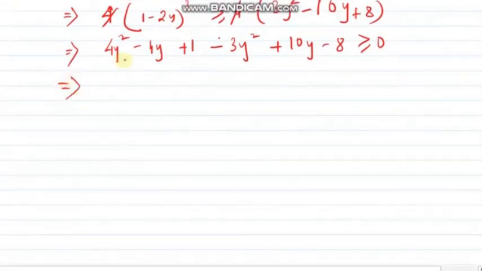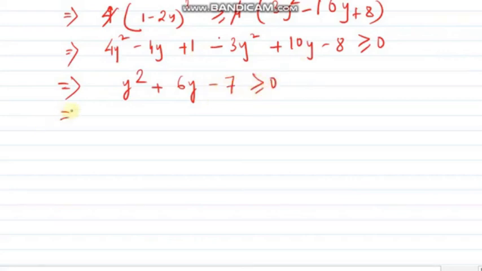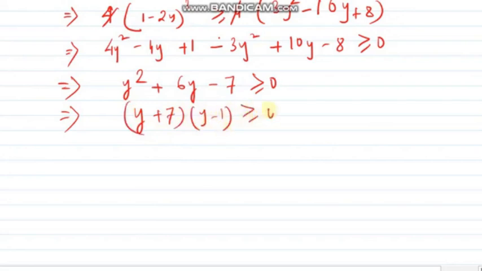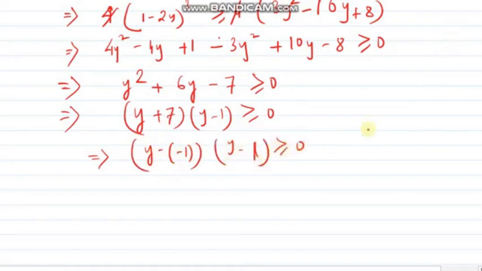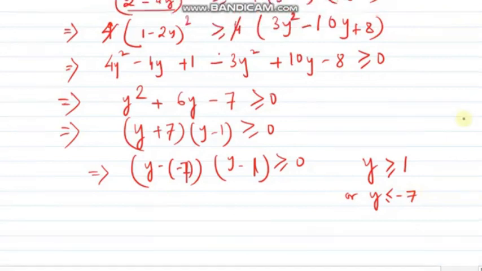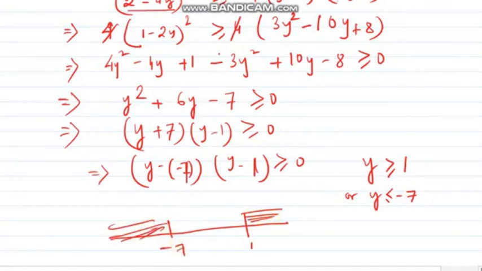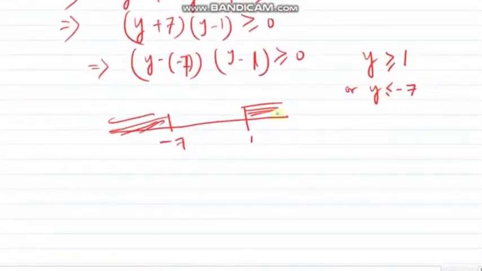Is it fine? So 4y square minus 3y square will be y square, minus 4y plus 10y equals 6y, and this will be minus 7, right? Greater than or equal to 0. So can we write the factorization as y plus 7, y minus 1 greater than or equal to 0. So if I represent in this format which I had already discussed with you, minus 7 and 1. So can we write that y is greater than or equal to 1 or y is less than or equal to minus 7? So from the graph, y is greater than or equal to 1 and y is less than or equal to minus 7, and what I had to prove is that the value cannot lie between minus 7 and 1. So there is no value of y which is in between minus 7 and 1.